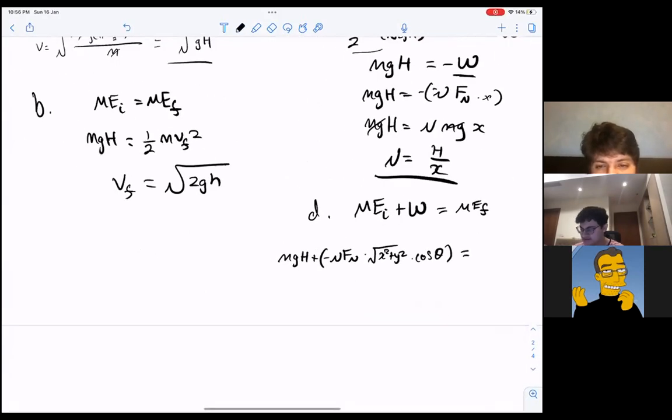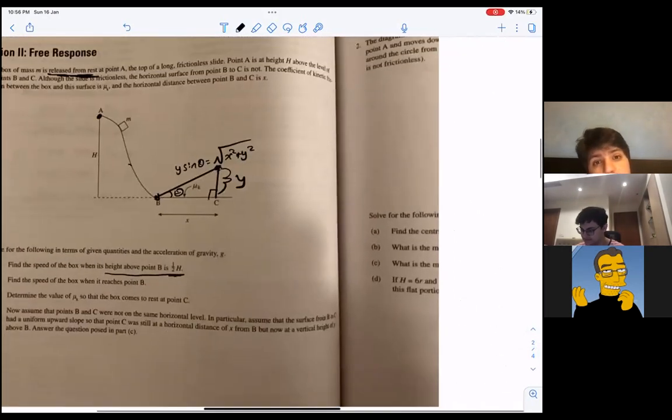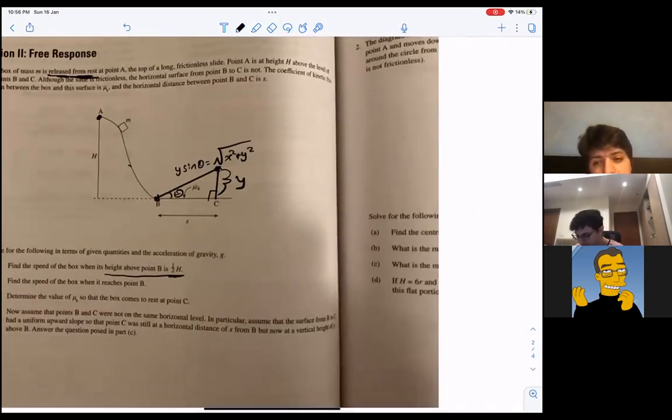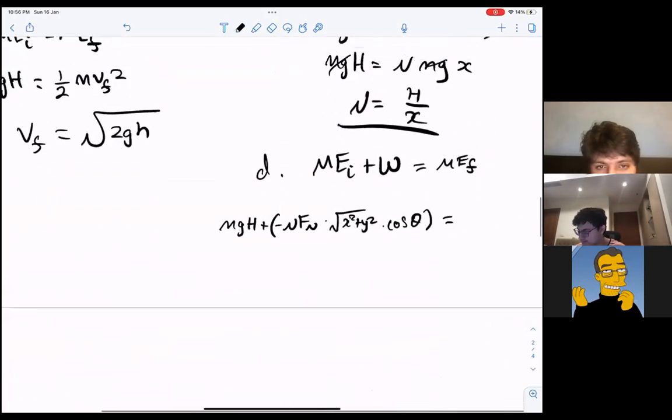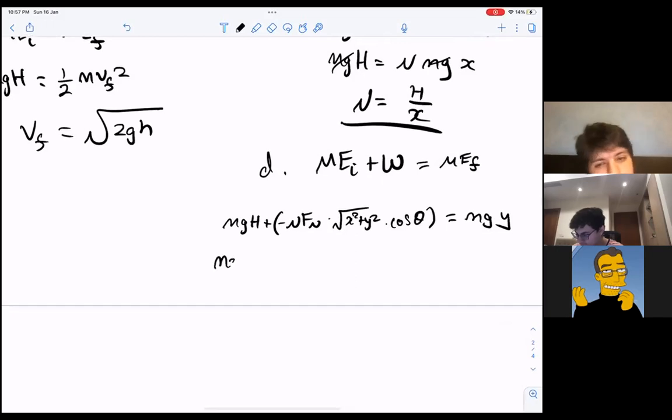And so now, what does this equal? What's the final energy in this situation? Final energy would just be potential energy, I guess, because velocity is 0 at the end, so it'll just be mgy. Yeah, that is correct. And then it's simple algebra, and you can just solve for mu, because that's what it has to do.